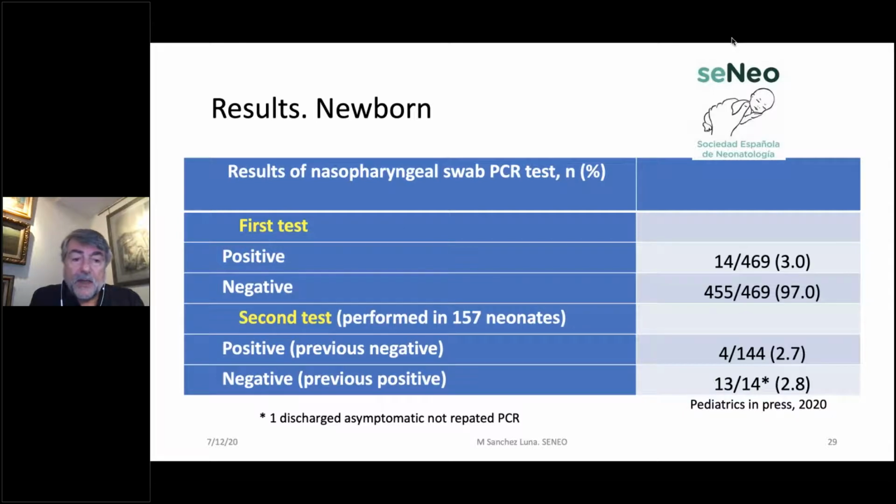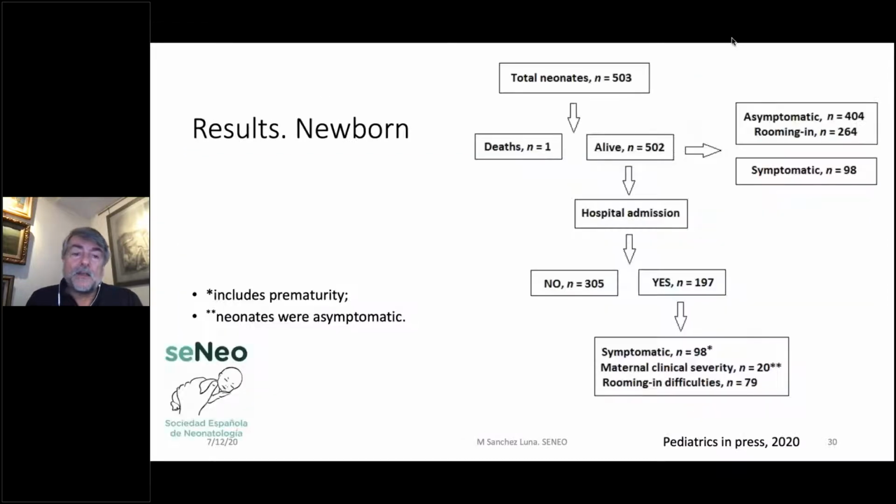As you can see, 4 out of 144 babies who were negative at the beginning turned positive in the second test. Most of these babies were infected after delivery, being in touch with the mother, but the rate of being infected is very low, as you can see, 2.7%. So the hygiene recommendations were very well followed by the hospitals, and as you can see, this recommendation turns into a very safe way of taking care of our babies in the country.